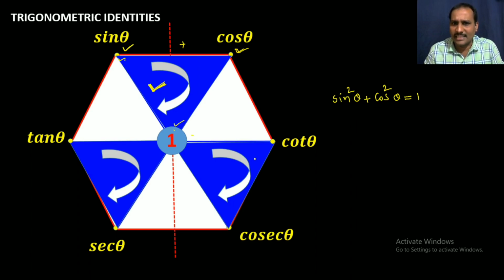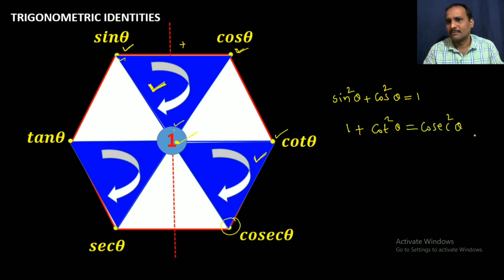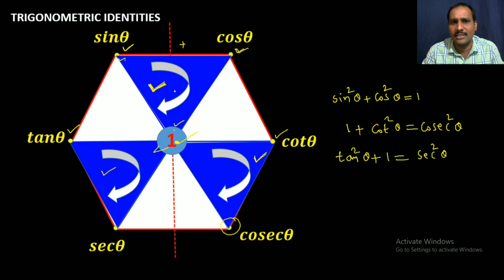Now let us take the second triangle. Again you have to start from the top left, that is from here. That is 1 plus cot square theta is equal to what is remaining here? Cosecant square theta. So the same thing is to be followed with the third triangle, that is tan square theta plus 1 is equal to secant square theta. We are following the clockwise direction here. So these are the 3 trigonometric identities which are very, very important.